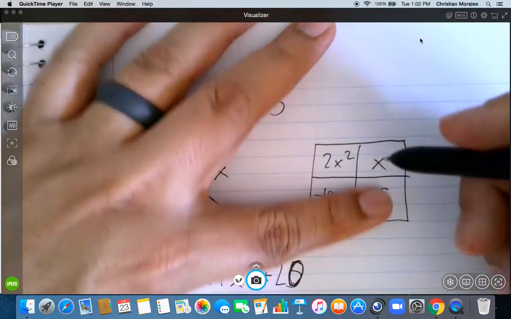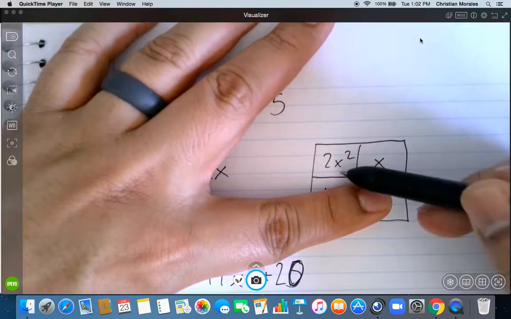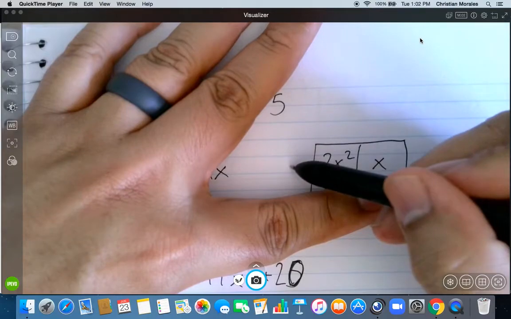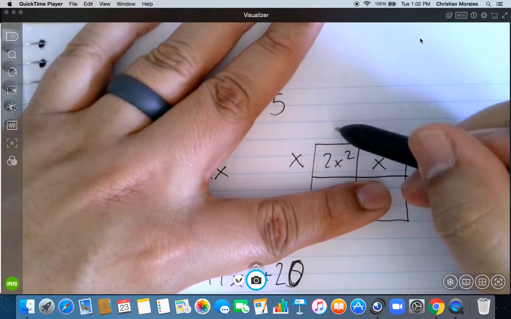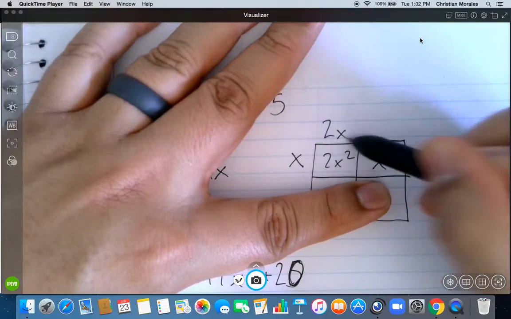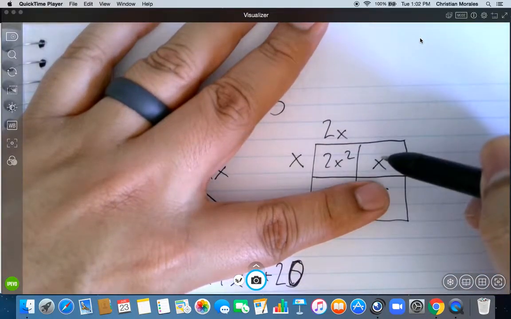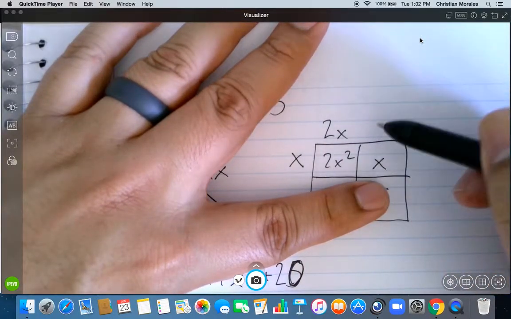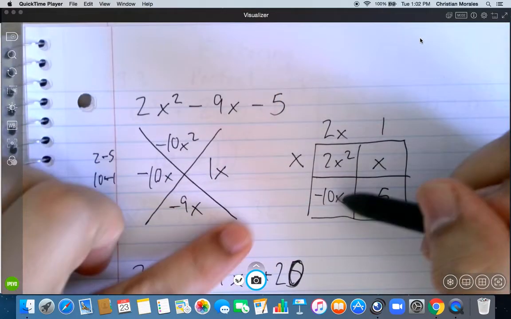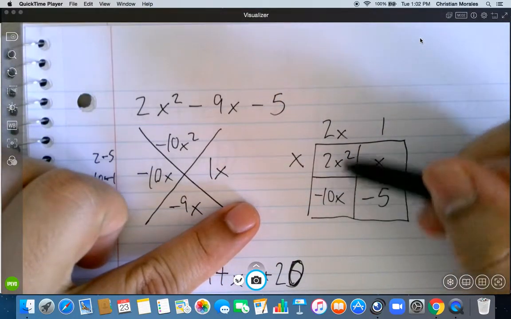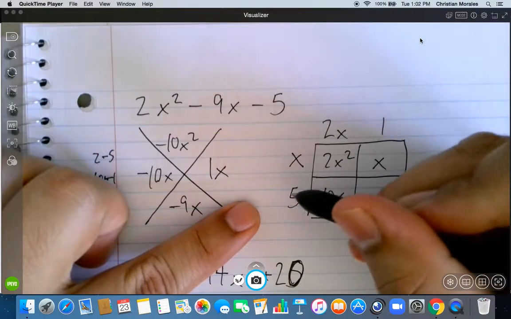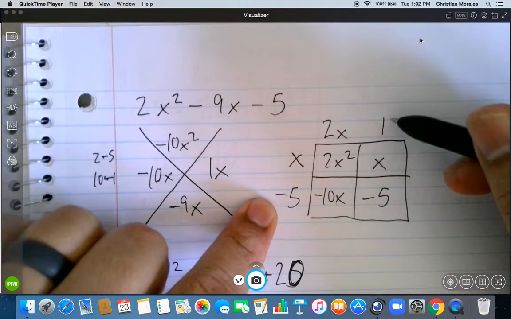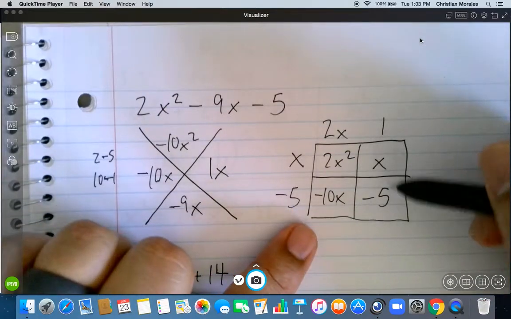Okay, now factors. What numbers make this? 2x squared and x. Well, just x. I can't put a 2 because there's no 2 over here. That means up here is 2x. Right? How do you make x over here? Oh wait, it's the same with a 1. Okay, how do you make negative 10x? Well, I would put 5, but it needs to be a negative 10, so I should put negative 5. Then 1 times negative 5 is negative 5. There we go. This works.